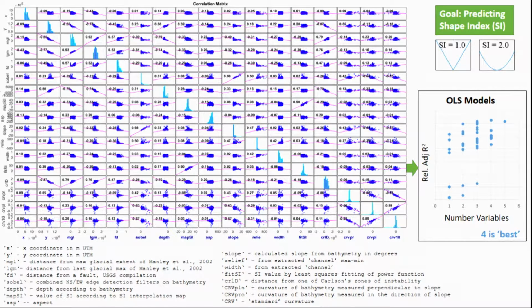We had our conceptual diagram of all these feedback loops, but we combined that with this correlation matrix to make some interpretations. And keep in mind, what we want to do here is to predict the shape index of these channels. We took all these measurements and parameters, and we ran this through ordinary least squares to determine what would be the best number of parameters to include. And I'm only showing you the relative r-squareds here, but we determined that we had a little peak here at 4. So we selected 4 to be our best number of variables.